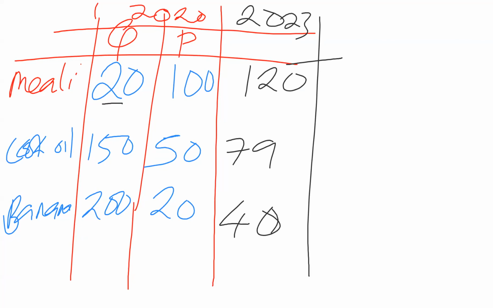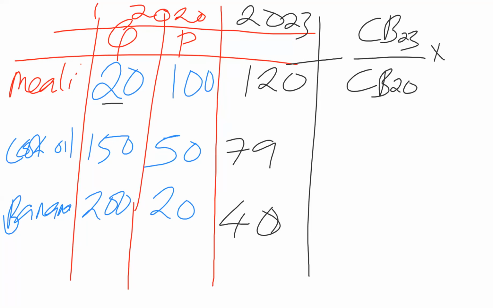Are you following? I've just extracted three items only. So we are supposed to calculate the CPI. To calculate the CPI for the year 2023, it will be the cost of the basket in 2023 divided by the cost of the basket in which other year? In 2020, times what? Times 100. Are you following?